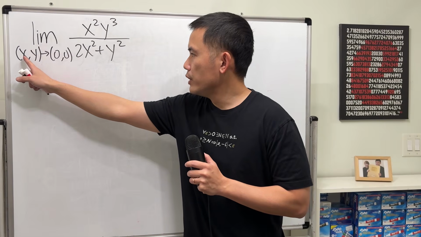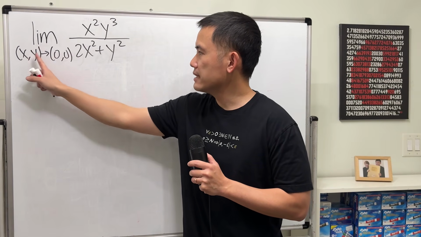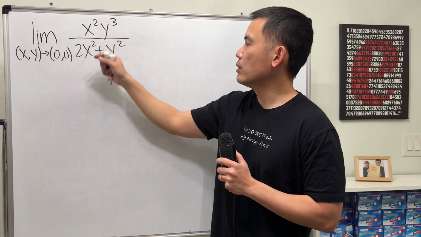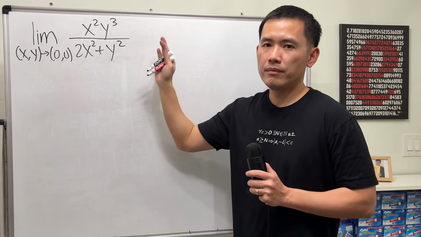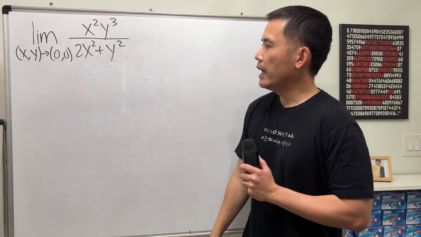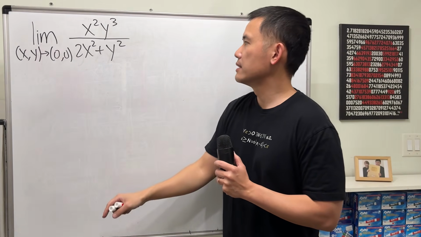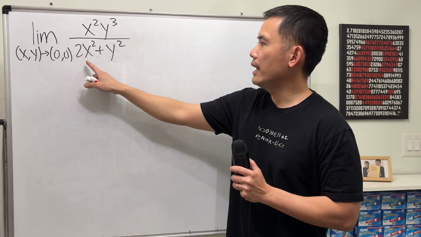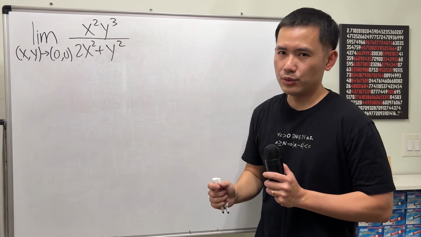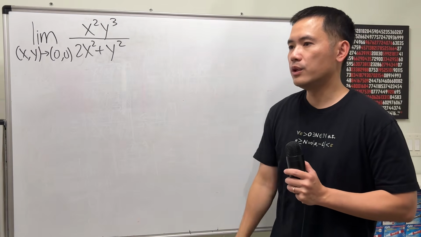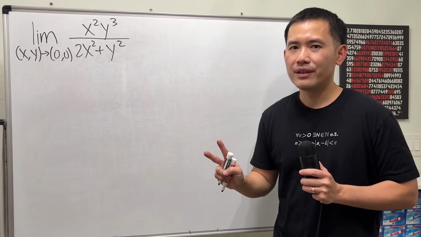So if we do it with the path x equal to 0, and we keep the y, on the top we get 0, on the bottom we get y squared, that gives you 0. And if we do it along the path y equals 0, and we keep the x, we get 0 over 2x squared, that will also give you 0. But we cannot draw any conclusion that the limit is indeed equal to 0 based on these two paths.